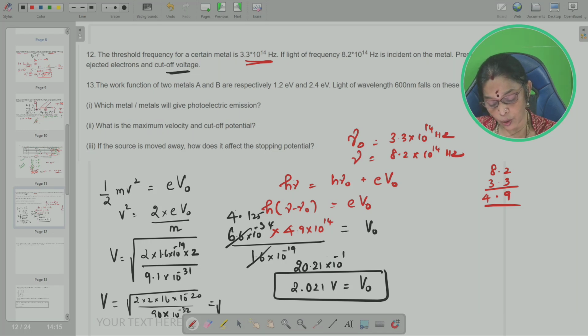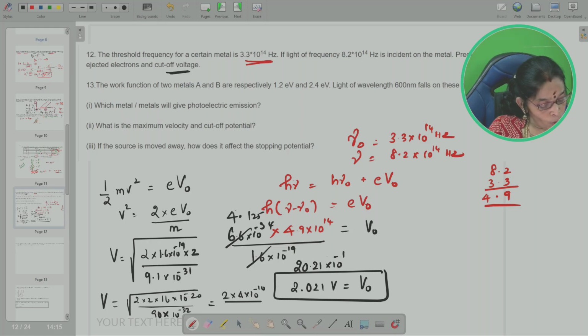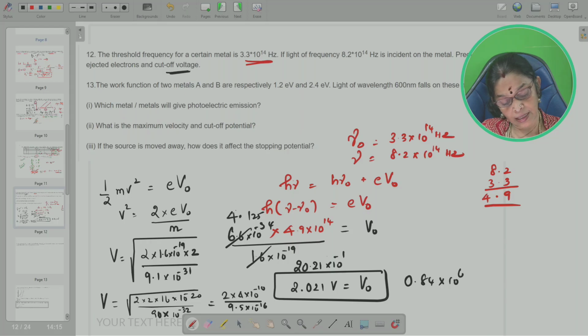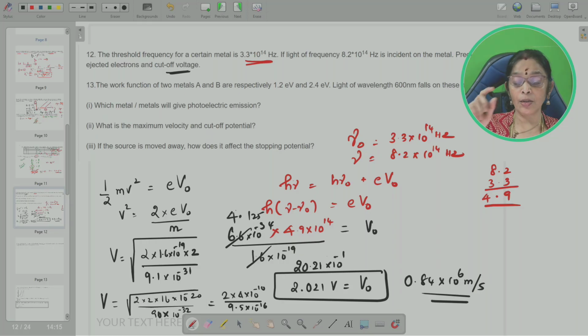When you take out from the square root, you get 2 into 4 into 10 power minus 10, divided by the square root of 9 nines are 81, that is, 9.5 into 10 power minus 16. So 2 fours are 8, so 8 divided by 9.5 will be 0.84. Therefore I will get 0.84 into 10 power 6 meter per second approximately. You can check the calculation, children, and find it out.